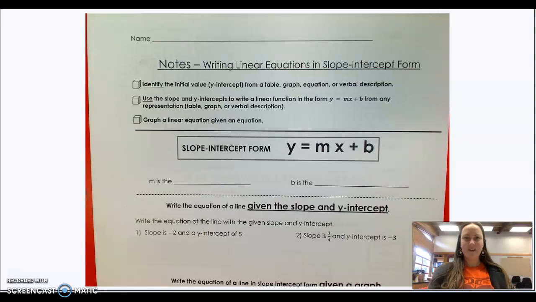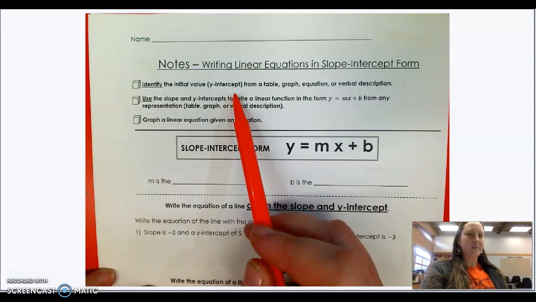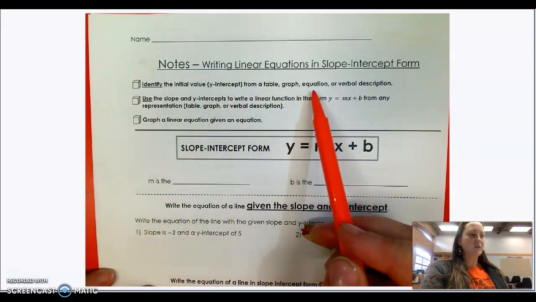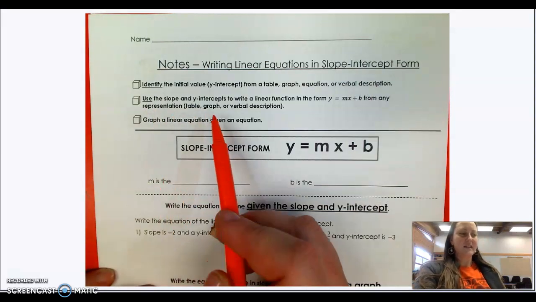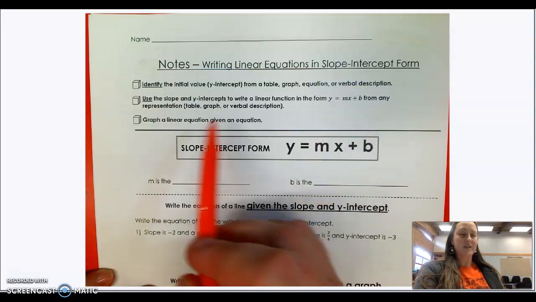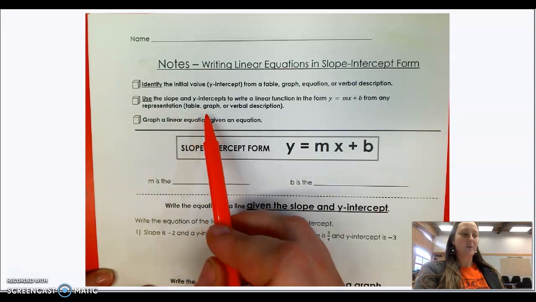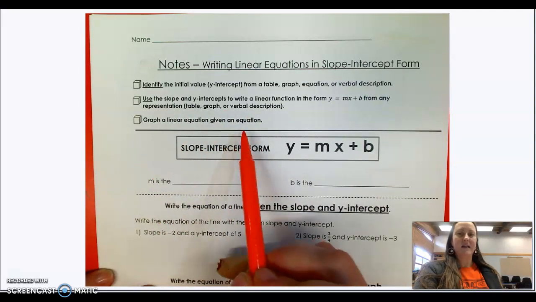Hi everyone, we're going to take a look at some notes for linear equations and slope-intercept form. We're going to accomplish three different things today, hopefully. The first one is to identify the initial value or y-intercept from a table, graph, equation, or verbal description. We're going to use the slope and y-intercept to write a linear function in the form y equals mx plus b from any representation, that's a graph, table, or verbal description. And lastly, we're going to graph a linear expression given an equation.